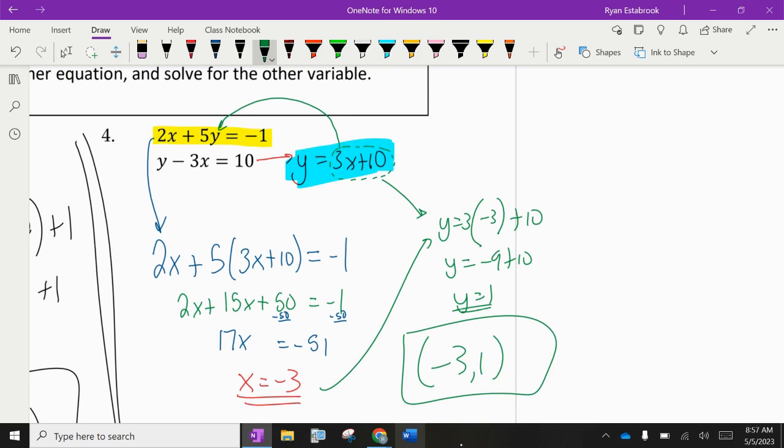X is -3. Plug that in, we get y equals 1. -3, 1. It works for both of those equations. I could check it. I could plug -3 in for x, plug 1 in for y, and it should work. Plug it in for the other one, it should work as well.